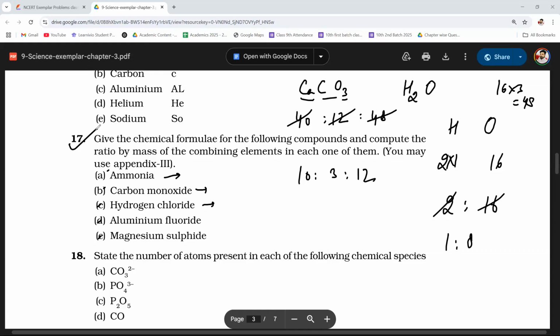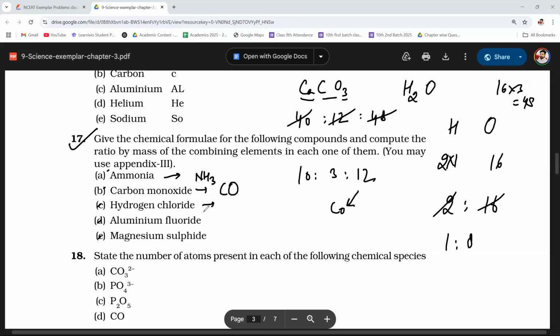Yes, you are done, beta. What's the formula of ammonia? NH3. Okay. Carbon monoxide? CO. Carbon monoxide is C and then capital O. If you write C and then small o, it means cobalt. It is not carbon monoxide. So don't forget to write both letters as capital.